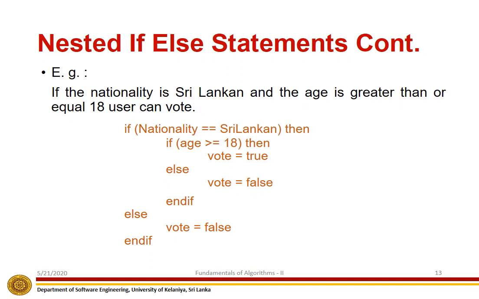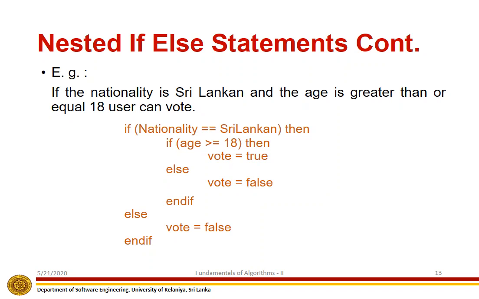If he is not Sri Lankan, we don't want to consider the age. Directly we can say he cannot vote. If he is Sri Lankan, again we have to check the age. If the age is greater than or equal to 18, then he can vote, otherwise he cannot.